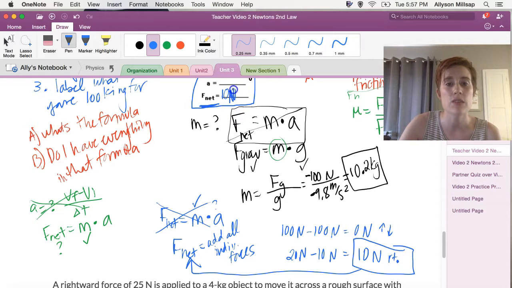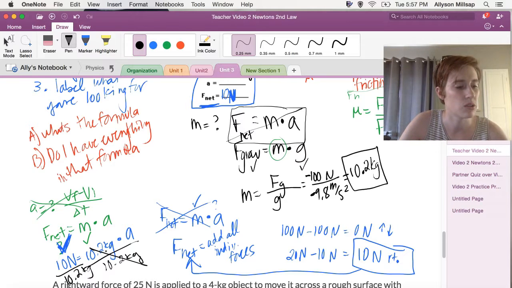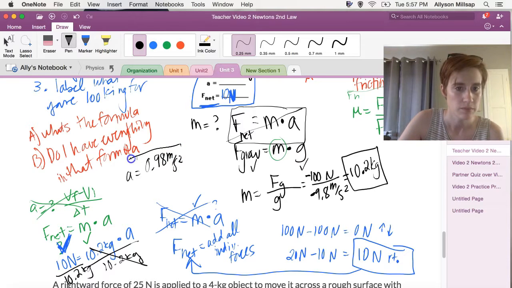Now, let's go back and see, was there anything we weren't able to solve? Well, remember how we weren't able to solve acceleration? Let's go back. We were looking for net force, we didn't have it. Did we get it? Yes. So now I can solve for acceleration. What's my net force? 10 newtons. What's my mass? I actually forgot. Oh yeah, it's 10.2 kilograms. What's my acceleration? Well, I just need to rearrange my formula to solve for acceleration. So it's 10 divided by 10.2, and my acceleration is 0.98 meters per second squared.